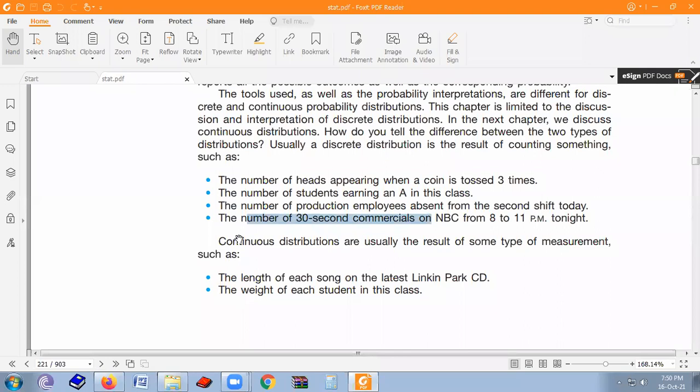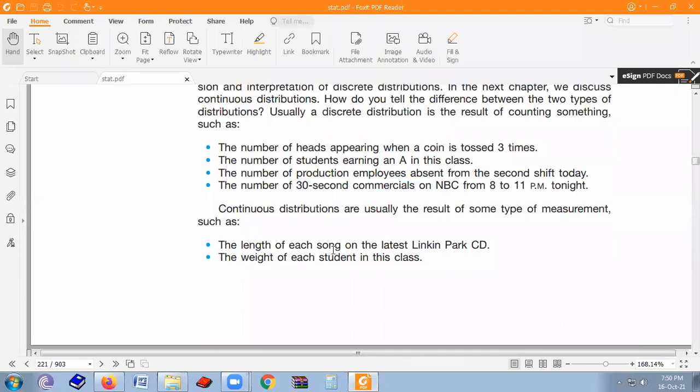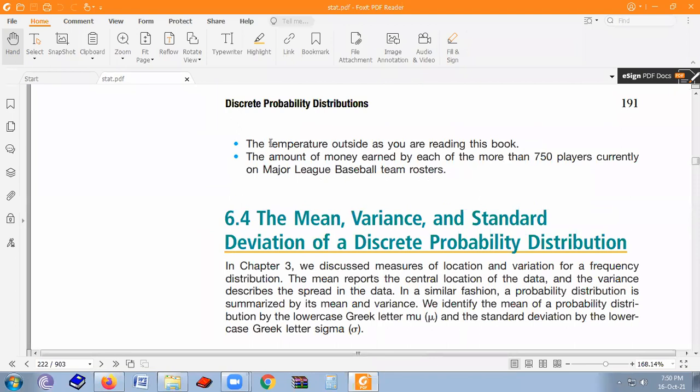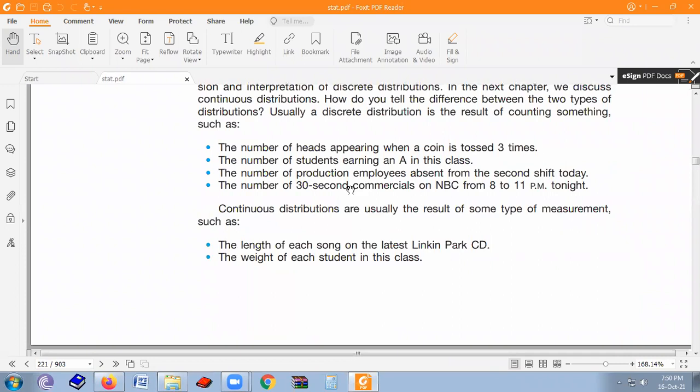And continuous, for example, the length of each song. So length is a continuous variable. The weight of each student is also a continuous variable. Temperature is a continuous variable. The amount of money earned is also a continuous variable. So you have to remember the two types of variables.